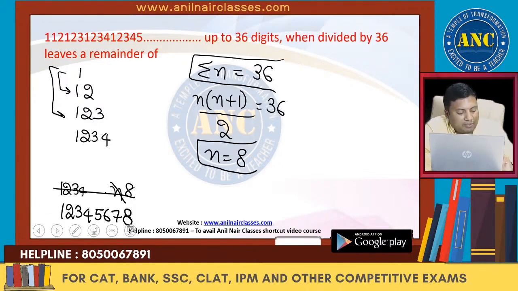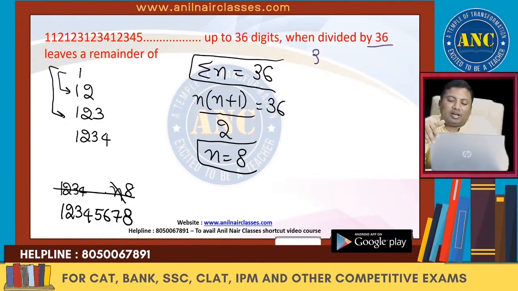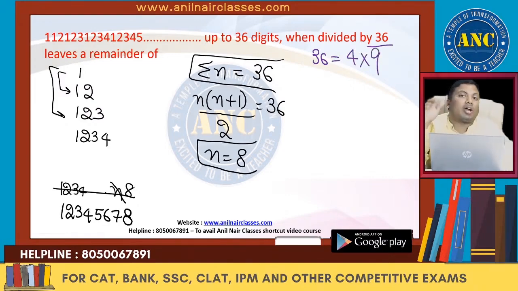It is divided by which number? It is divided by 36. 36 is a composite number, so write it as a product of coprimes: 36 is 4 into 9. What is the divisibility rule of 4? The last two digits should be divisible by 4. 4 nineteens are 76. What is the remainder? 2.